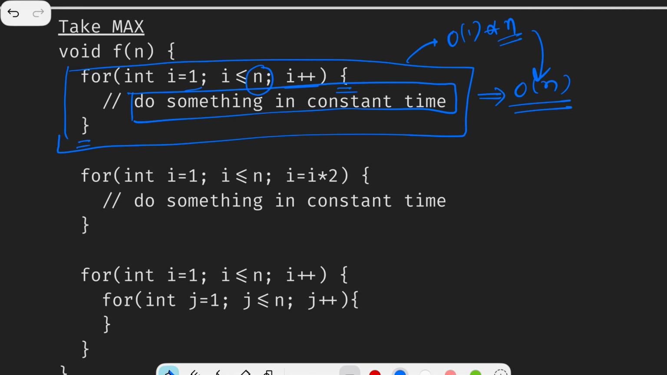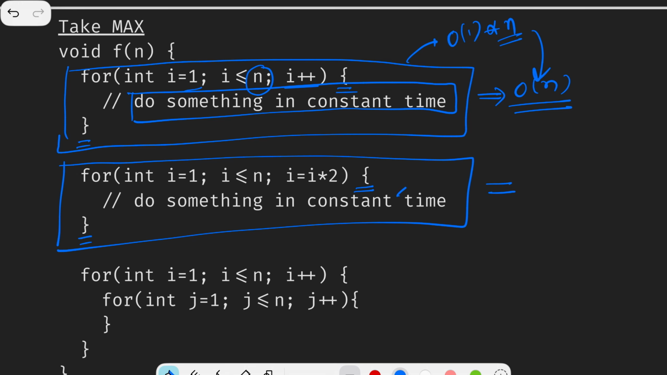Again, you have another for loop, starting here, ending here. Okay, so this is going to be one phase. The inner is constant. It's going to take O of 1 time. The for loop will be executed log n times. We have already seen it. i is getting multiplied by 2. So the time complexity of this is going to be O of log n.